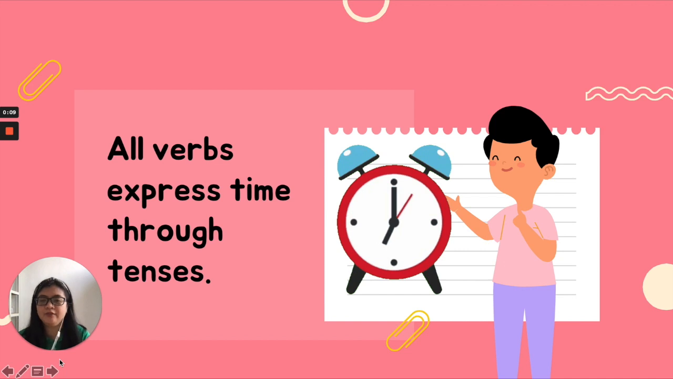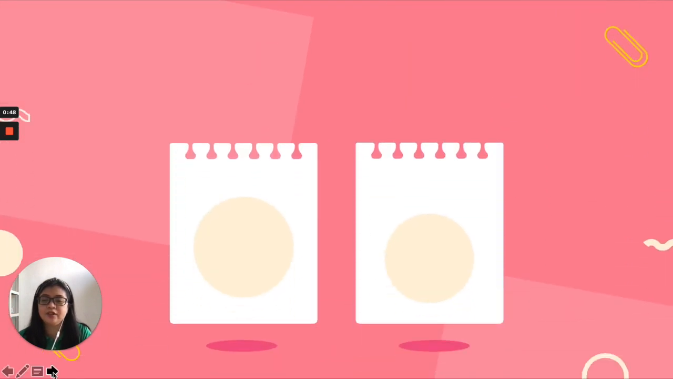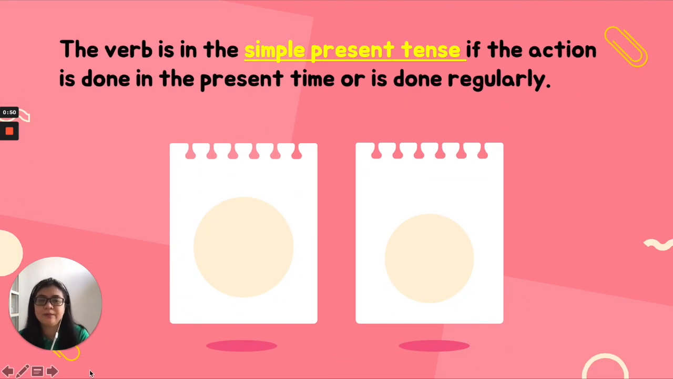Now, please remember that all verbs express time through tenses. Verbs can be an action that was done in the past, like yesterday, or an action that is currently being done in the present, or an action that will be done in the future. So it can be expressed according to the form of your verb, which is in the form of tenses. We will discuss the tenses in different lessons. The first tense that we're going to talk about is the simple present tense.